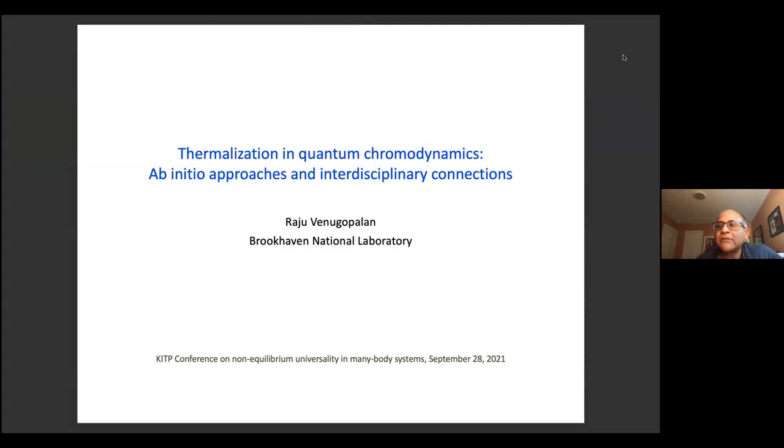What I'm going to be talking about is somewhat a different field, but I was dearly hoping to be there so I could learn from the many experts in non-equilibrium dynamics at this workshop. But unfortunately, because I'm at a national lab, I'm still not allowed to travel. So anyway, my topic is thermalization, but in quantum chromodynamics.